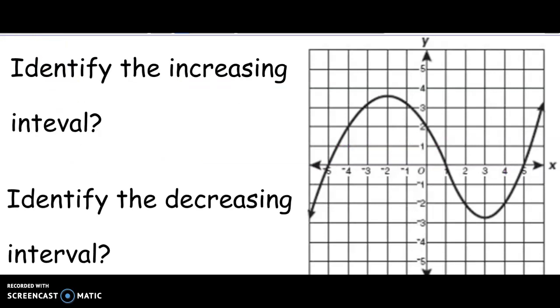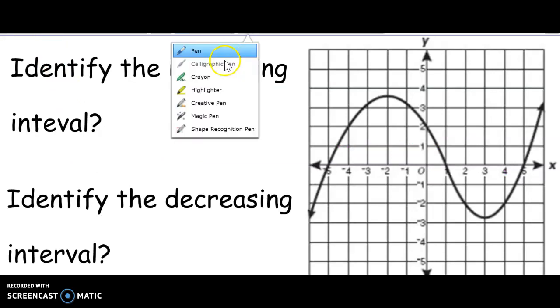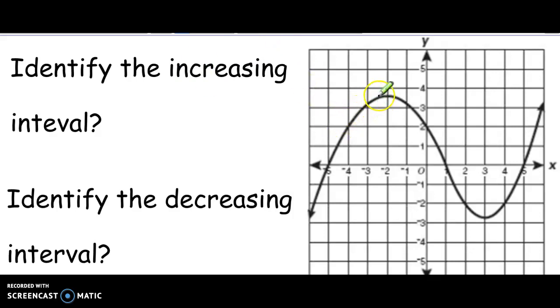If we look at increasing and decreasing intervals, first thing I'm going to do is I'm going to highlight parts of it. So from as far left as we can start until we get to this point, we are increasing. Once we get to that point, then we are decreasing. We are going down. Then when we get to this point here, we're moving back up. So we've got several specific points that we need to identify. So this point here is -2, 3.5. This point here looks like it's at 3 and -2.8, we'll call it.